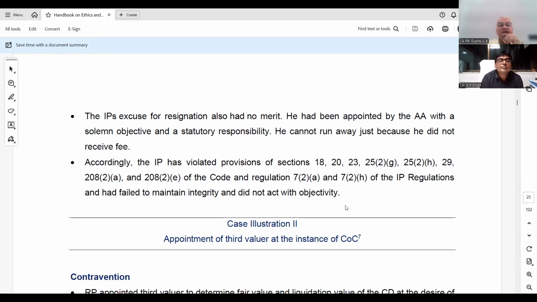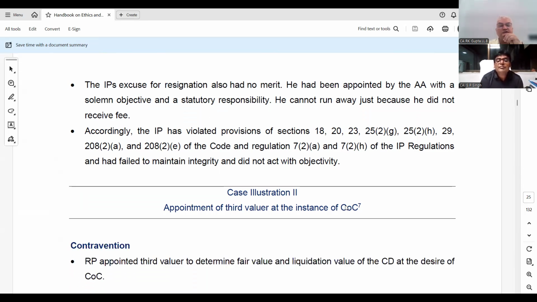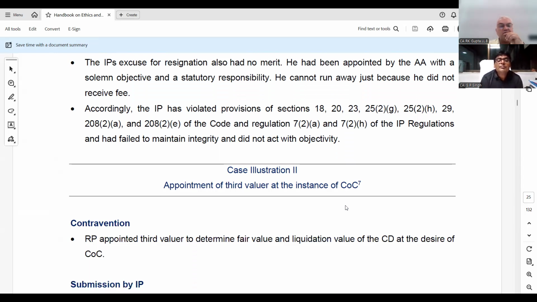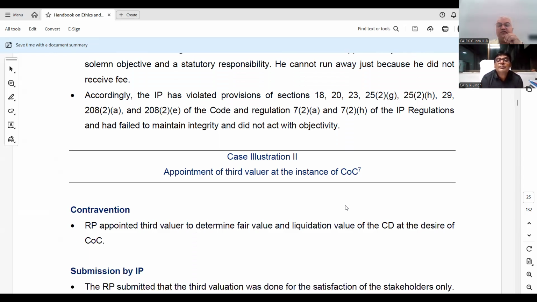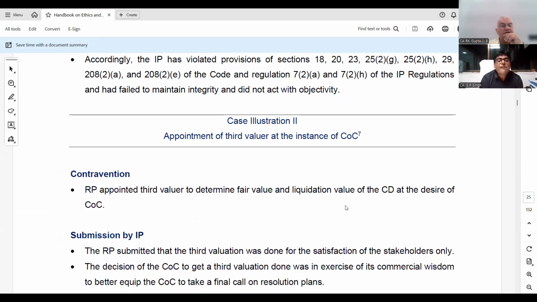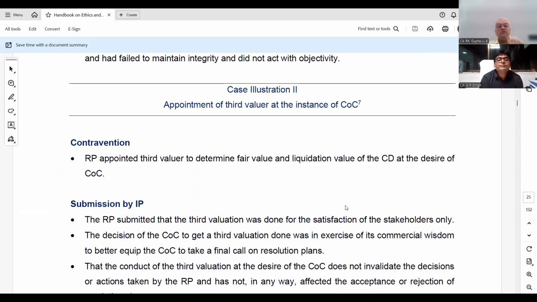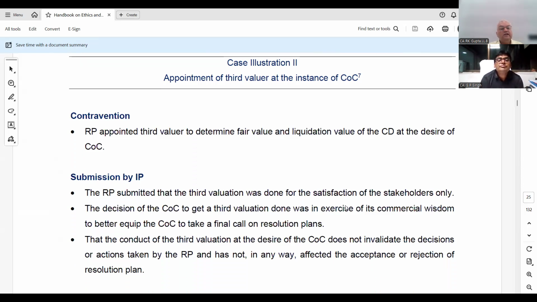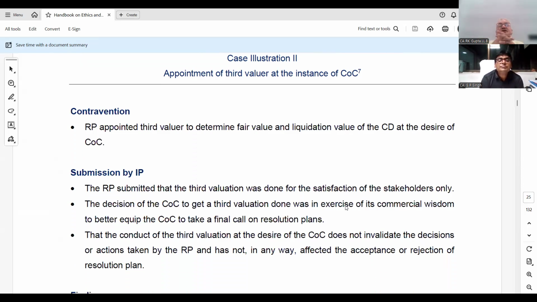Second case is appointment of third valuer at the instance of COC. So RP appointed third valuer to determine fair value and liquidation value of the CD at the desire of COC. So what was the submission by IP in this case? Because whenever they will ask you a case study on this professional ethics, what they will do is they will give you some instances that okay, IP has done this, or you are an IP, what you will do in such a situation. So these instances will help us in taking a decision if we are stuck with a similar situation.